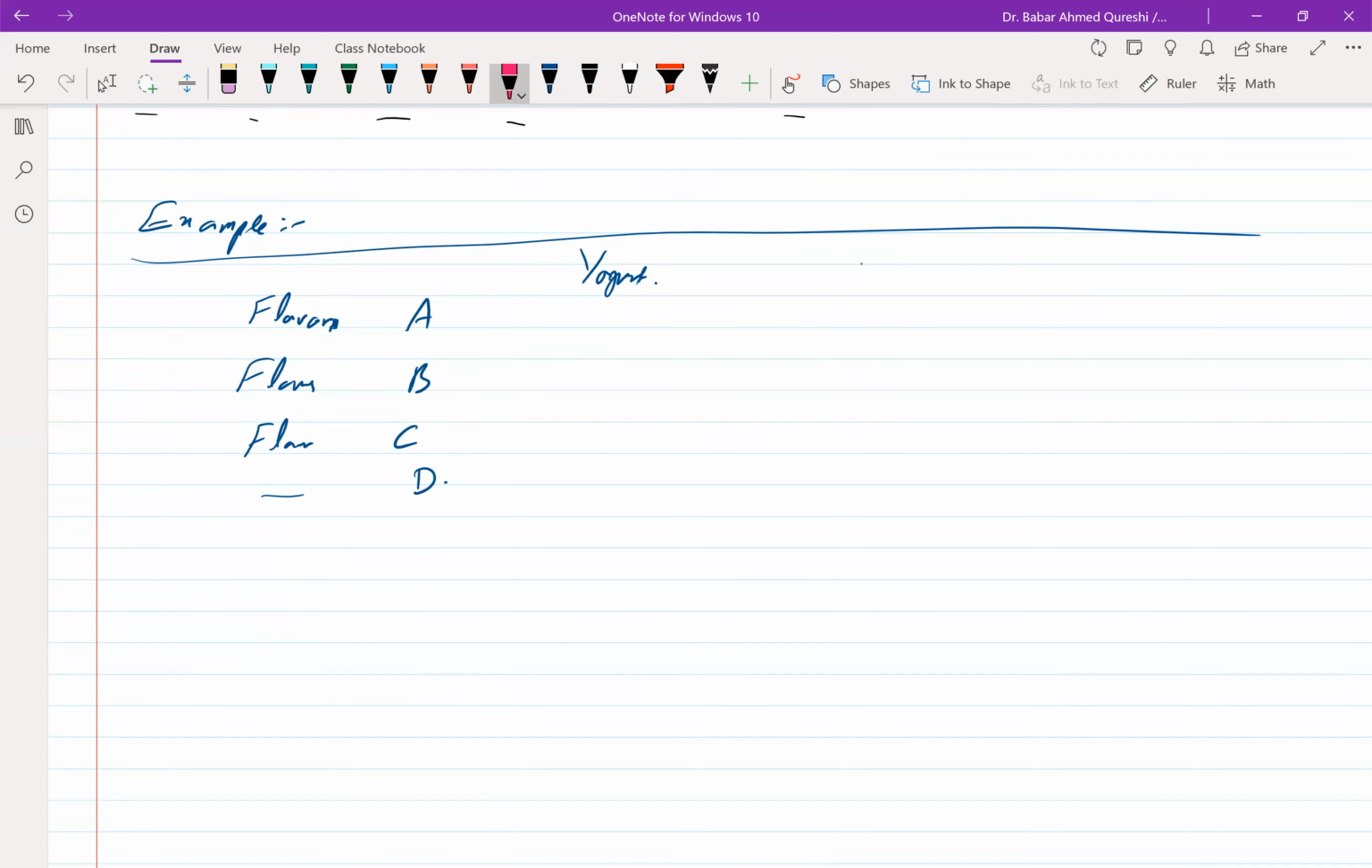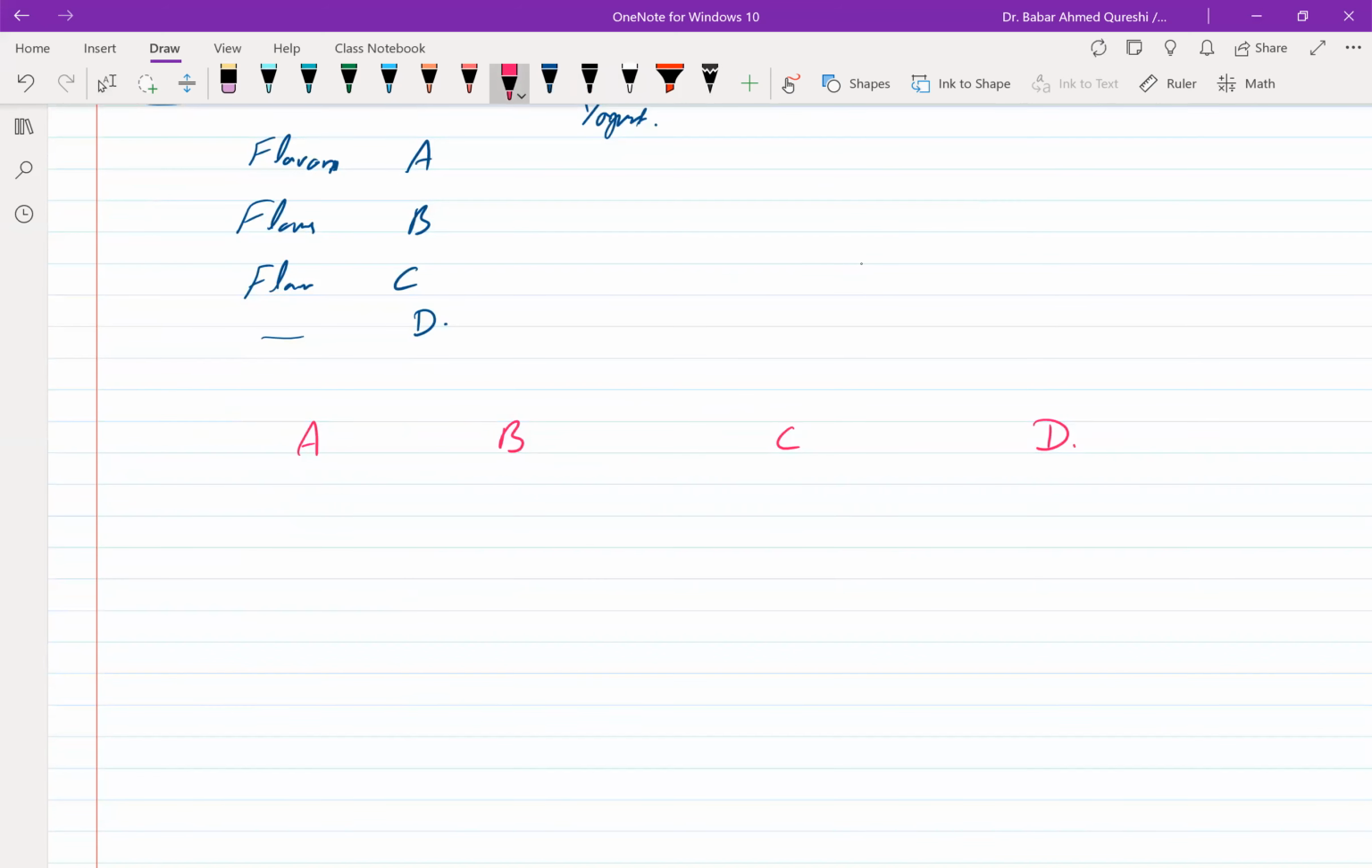And from the sales record, they know the preferences of people, that 20% of the customers prefer flavor A, 35% ordered flavor B, 0.18 ordered flavor C, and 0.12 ordered flavor D. You should note that, as I should expect, if I add them, their sum should be equal to 1.